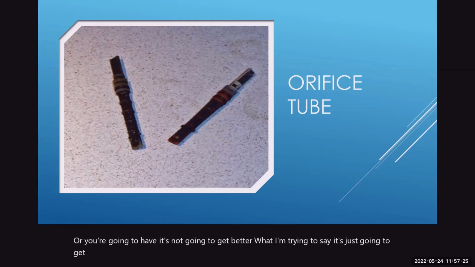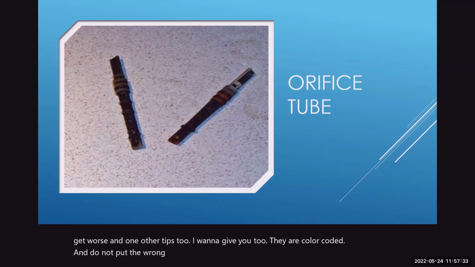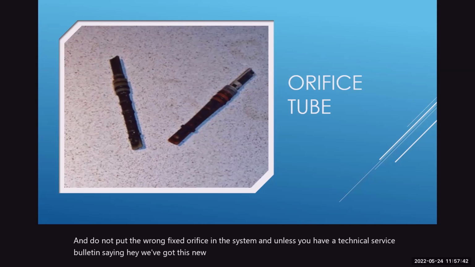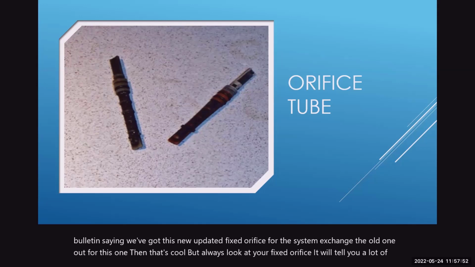And one other tip I want to give you too, they are color coded, and do not put the wrong fixed orifice in the system unless you have a technical service bulletin saying, hey, we've got this new updated fixed orifice for the system. Exchange the old one out for this one, then that's cool. But always look at your fixed orifice. It'll tell you a lot of what's going on.